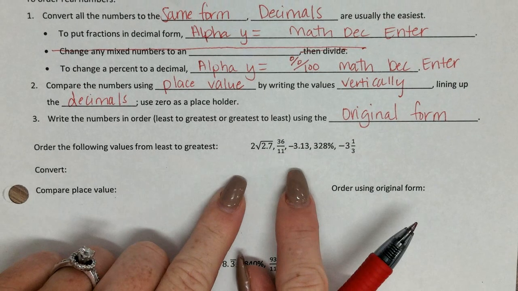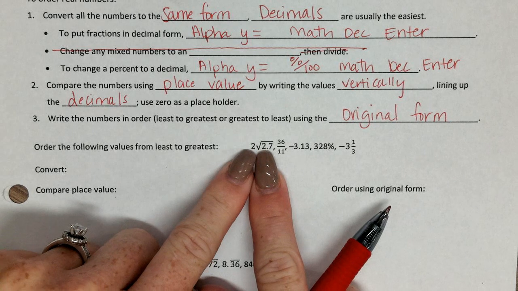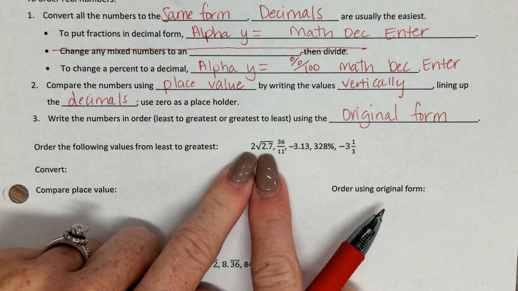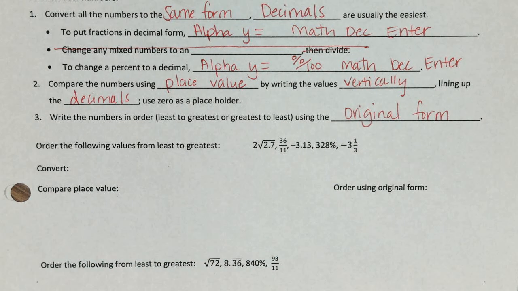So when I put my answer down, I'm going to write this number down. I'm not going to write the decimal form. I'm going to put it back in its original form. All right, so let's go do some examples.